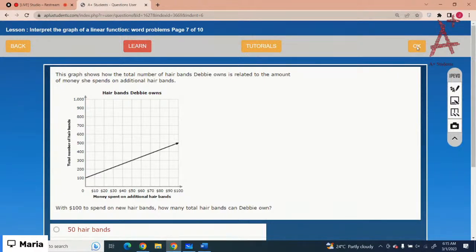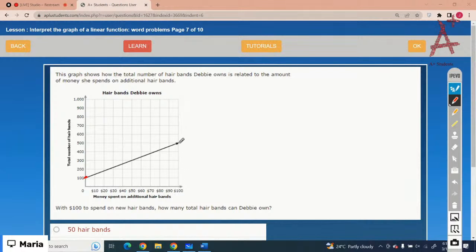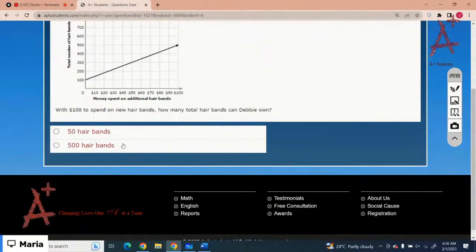This graph shows how the total number of hair bands Debbie owns is related to the amount of money she spent on additional hair bands. With $100 to spend on new hair bands, how many total hair bands can Debbie own? So here you have $100. Money is on the x-axis. So with $100, she has 500 hair bands. Got it? The correct option is 500 hair bands.